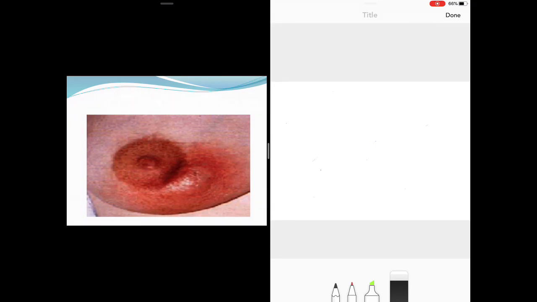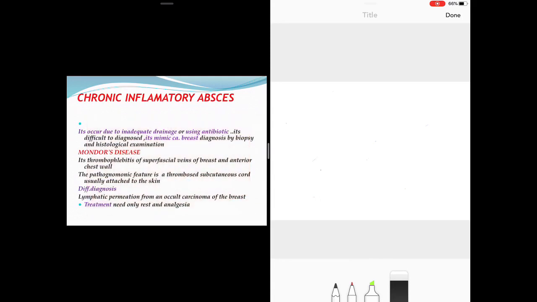Nowadays, due to the recurrence and the cosmetic issue of the breast, because the scar will remain, I do first of all multiple aspiration by wide gauge needle aspiration of the mass of the abscess. What do I do? I do aspiration of the abscess, send culture and sensitivity, and give the proper antibiotic. If there is no response to this, we can do drainage. But it is better to do multiple aspiration with the wide gauge needle and cover with the antibiotic.